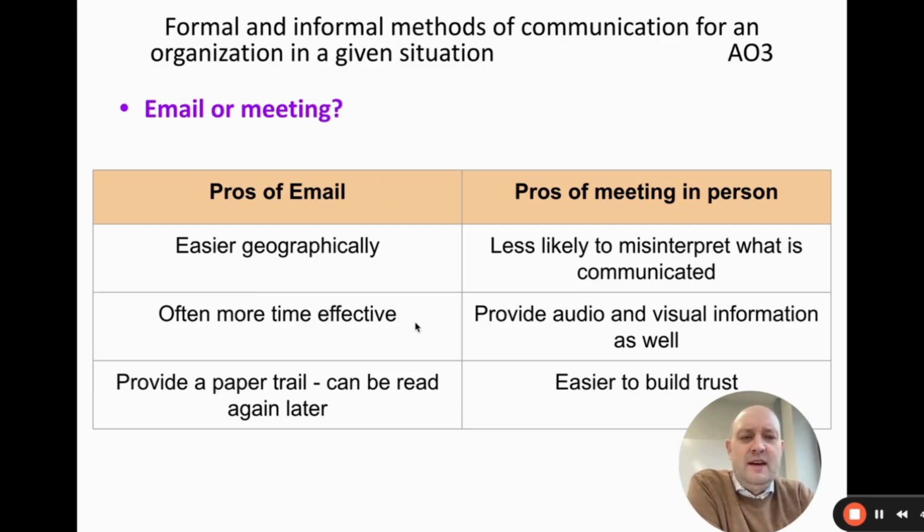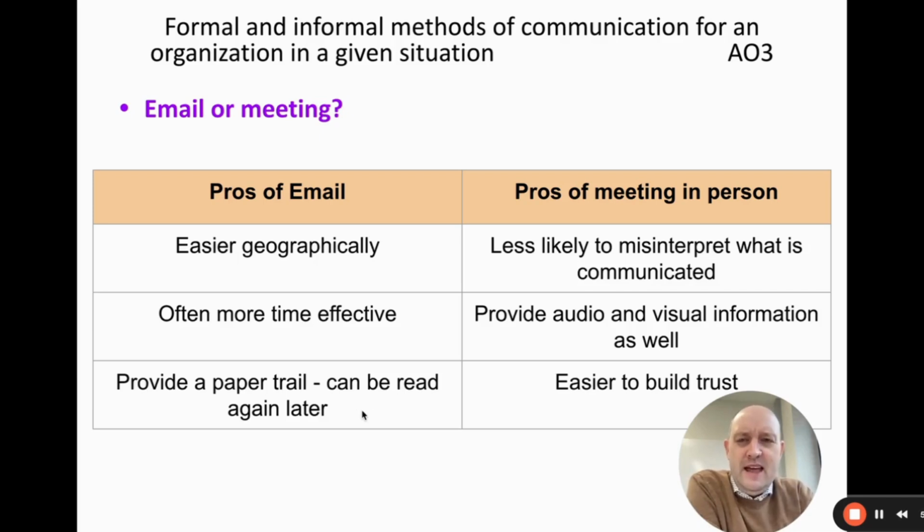If you're actually talking to that person, then it's more likely they're going to ask you questions, clarifications, maybe there's small talk involved. And so if I'm in a rush, I'll tend to do an email because then you don't have to do those things. It also provides a paper trail, so it can be read later.